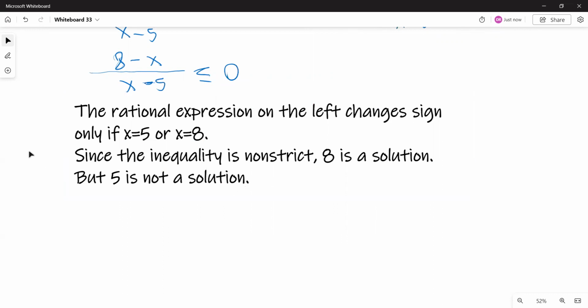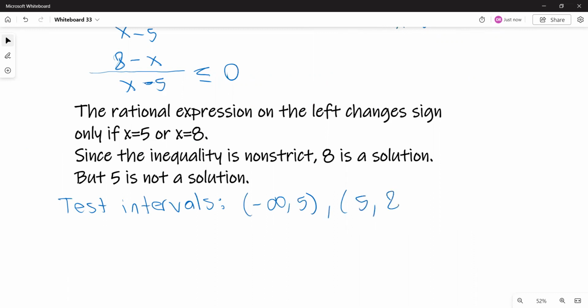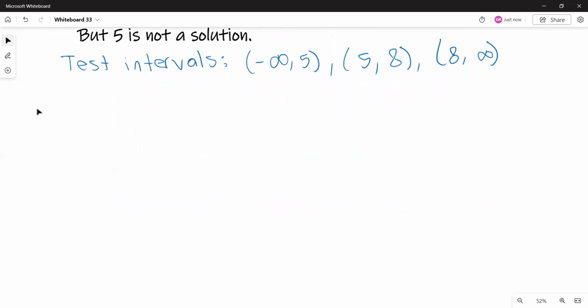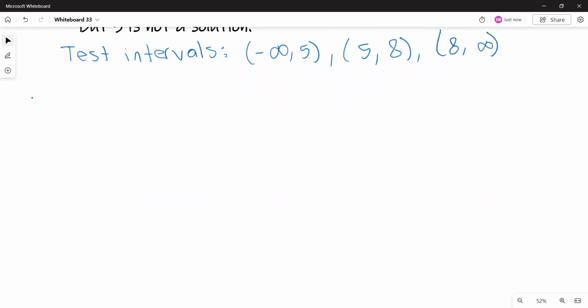The values that make the numerator and the denominator 0 are going to be the test intervals. The test intervals are negative infinity to 5, 5 to 8, and 8 to infinity. And the rest of the process is going to be like before. We're going to pick a test value inside each interval and determine whether the rational expression that we obtain is true.